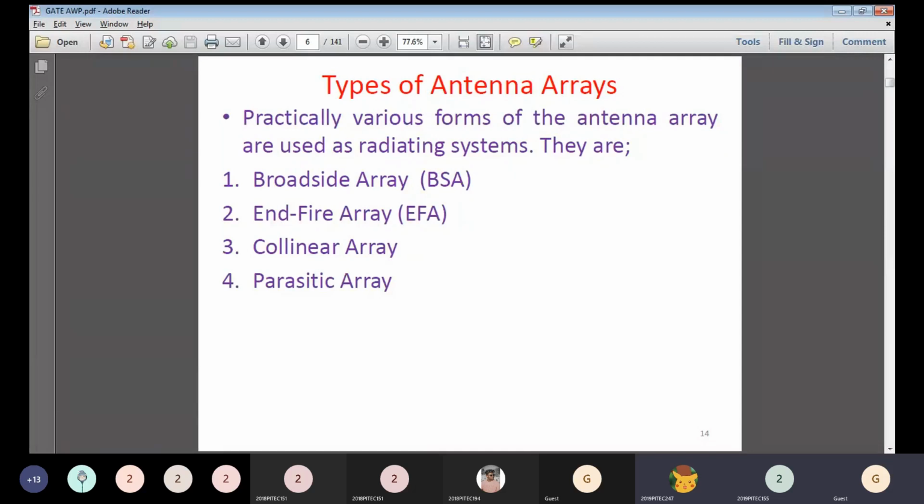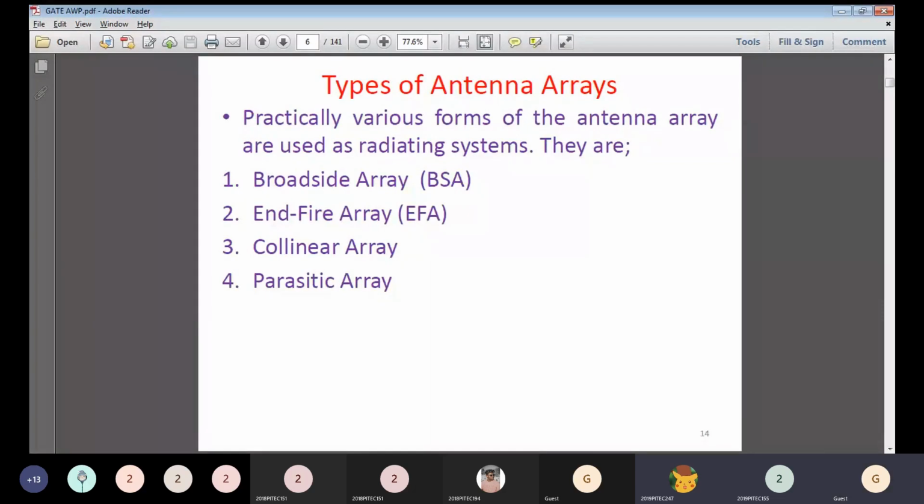So what is the main difference between the parasitic and all 3? Broadside, end fire, collinear is going to be like this. So in all 3, individual antenna should be fed. Individual antenna, we have to give the excitation, we have to give the input, correct? But in the case of the fourth, parasitic array, we are not going to feed all the antennas, but in parasitic array we are going to give only for the driven element.